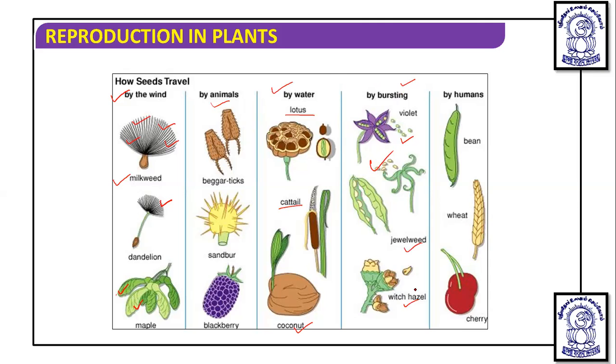Then by humans also, like bean, wheat, cherry, these particularly travel by humans. Okay, sometimes we eat a fruit and we throw a seed nearby. Then due to these reasons, the seed can disperse to different places. Wherever they find suitable conditions, they will germinate and they will give rise to the new plant.